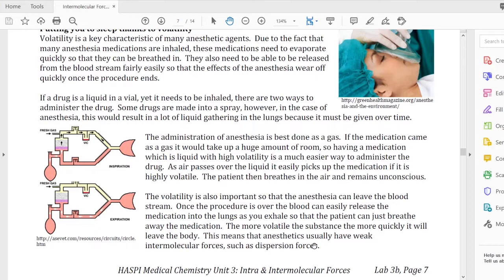This means that anesthetics usually have weak intermolecular forces such as dispersion forces. So can you imagine? Do I want these as anesthesia? Will they leave my body? Do I want something that's going to be stuck around a lot? No, you don't. So enjoy the lab.